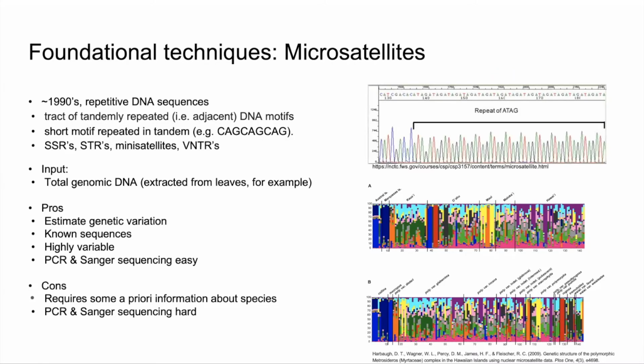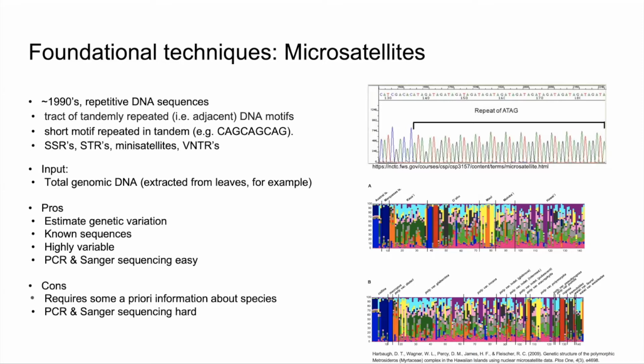I want to talk now a little bit about microsatellites, another foundational technique that is a little bit more recent. So this is more common in studies from the 1990s. And this is where we're looking at repetitive DNA sequences. So short tracks of tandemly repeated or adjacent DNA motifs. And these are also known as SSRs, STRs, minisatellites, VNTRs. They have a lot of different names that you may or may not be familiar with, but they're all basically looking at short repeated bits of varying length.